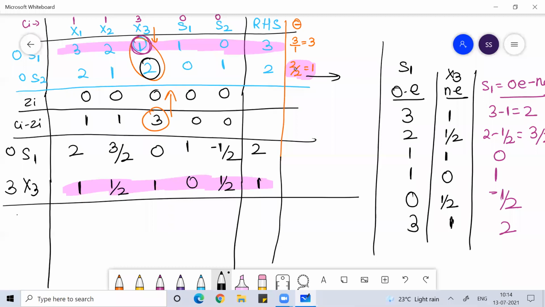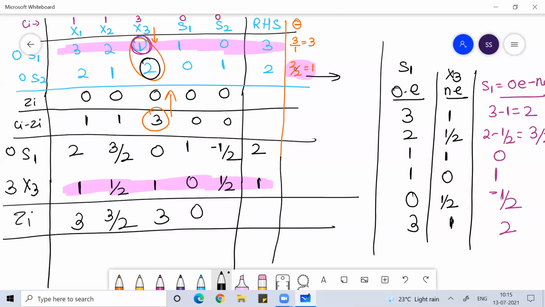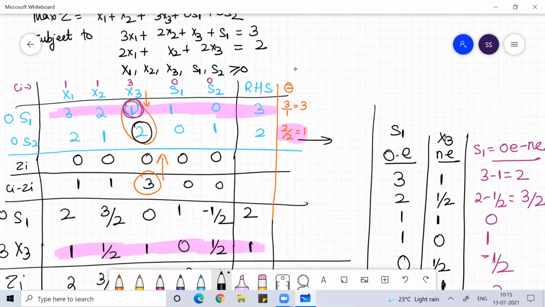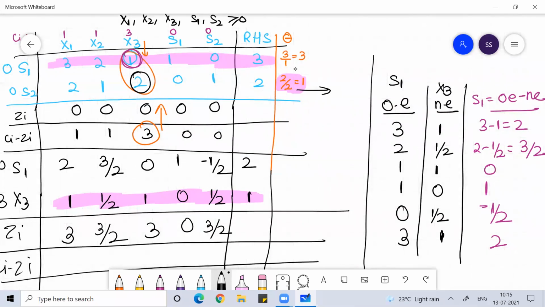Once we are done with this, find the Zi value. Zi value: 0 into 2 plus 3 into 1, then 0 into 3 by 2 plus 3 into 3 by 2, then this is 3, this is 0, this is 3 by 2. And find Ci minus Zi: 1 minus 3 is minus 2, 1 minus 3 by 2 is minus 1 by 2, 3 minus 3 is 0. Then you have 0, and then you have minus 3 by 2.